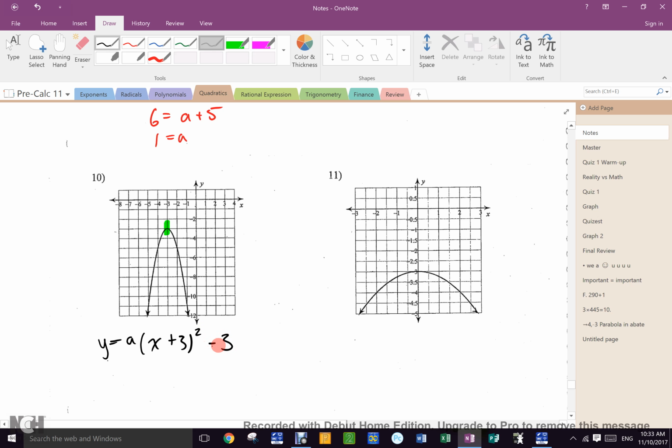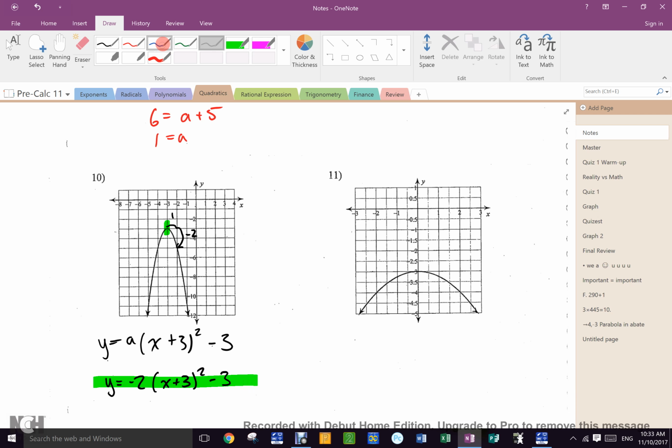Minus 3, yes? Now, I have a couple of choices. One, I could choose any point and sub it in, right? Or I could just count. I went over 1 and down 2, right? How far should I have gone down on a parabola? 1. But since I doubled that, a must be negative 2, right? So this is y equals negative 2(x plus 3) squared minus 3. Yeah?